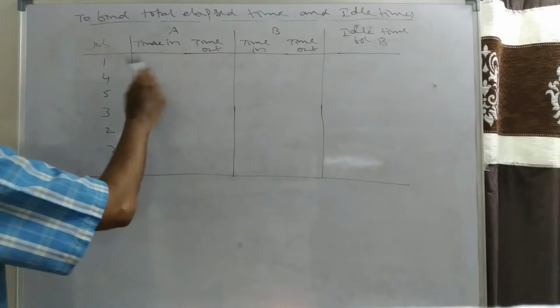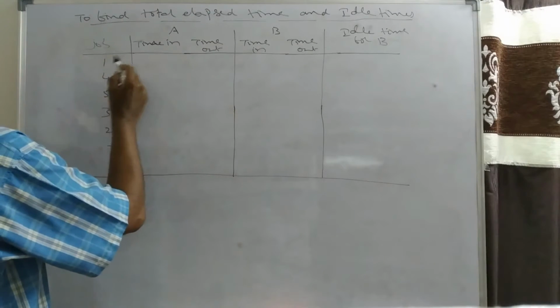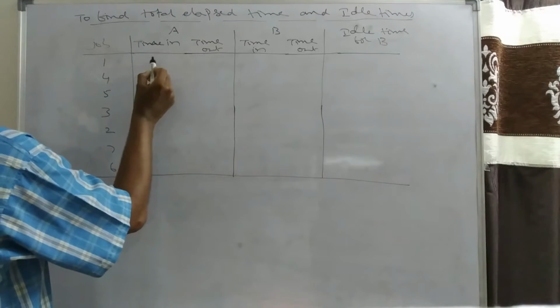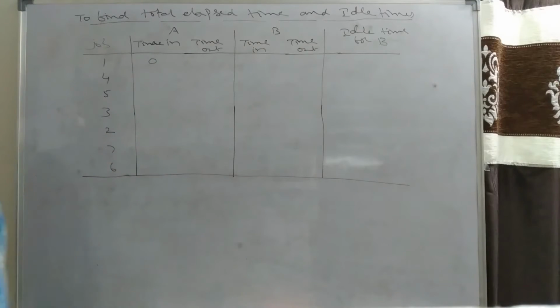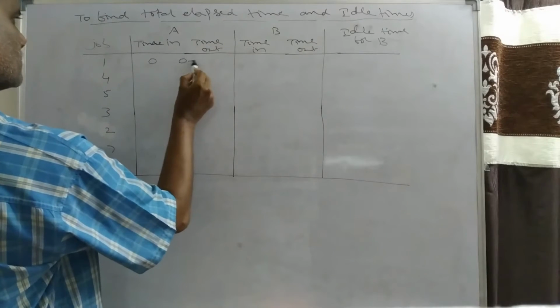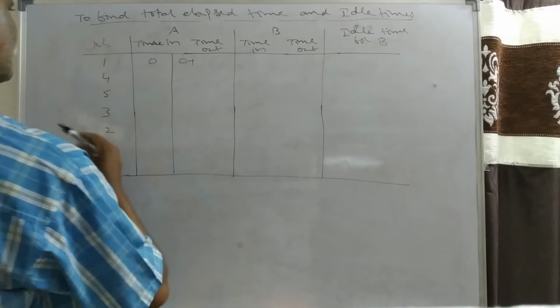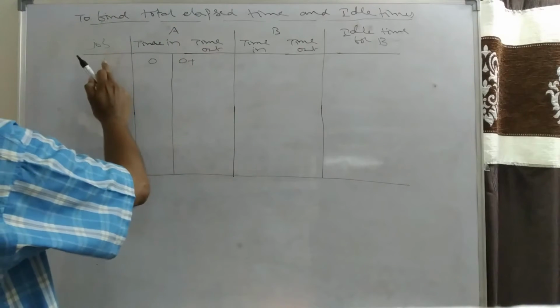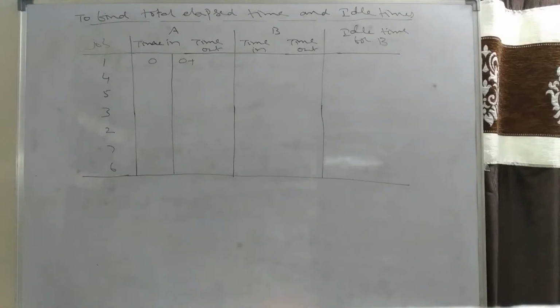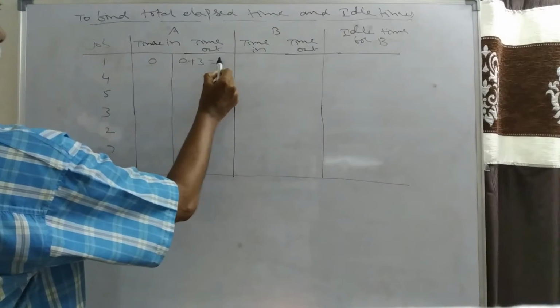Right. So first, starting time for mission A, for job 1, is 0. Starting time is 0, and completion time or time out is starting time plus duration. 0 plus duration of job 1 on mission A, which is 3. So 0 plus 3, that is 3.